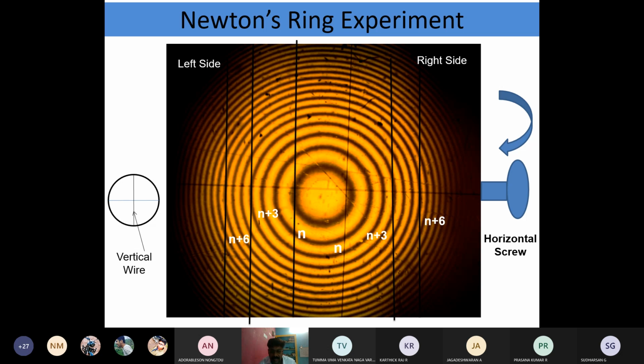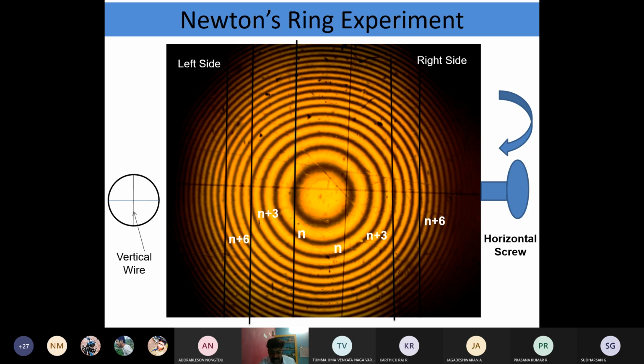So this is just the experimental ring. Here I have shown the orders also. When you view through the eyepiece, you are going to get an image like this only. You can see a dark ring, then a yellow color region, then again a dark ring, then a yellow color region, then again a dark ring. So this is nothing but Newton's ring, the interference pattern.